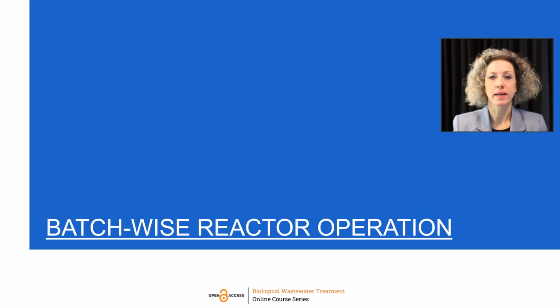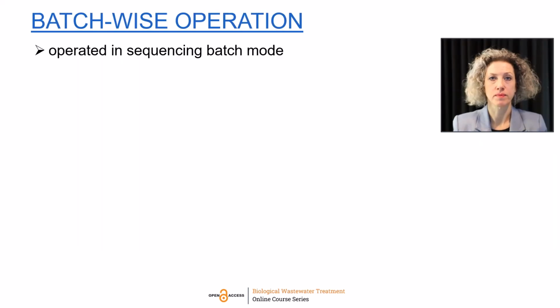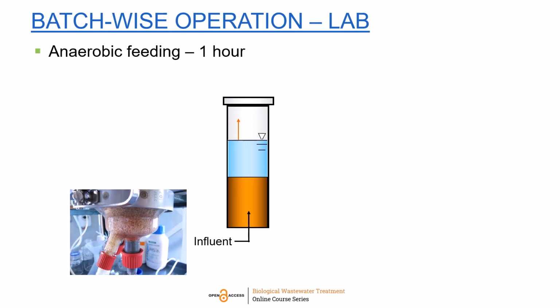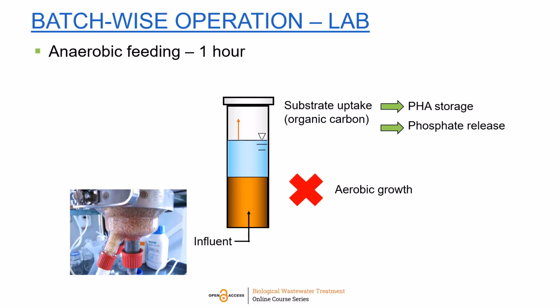Let's now zoom in into the batch-wise reactor operation. Aerobic granular sludge reactors are operated in sequencing batch mode. In the lab, it looks like this. We start with the 1 hour feeding phase through the settled granular sludge bed. Like this, the biomass sees a high substrate concentration. The organic carbon substrate is converted into PHA, a storage polymer. Since there is no aeration, there will be no aerobic growth. At the same time, the PAO are releasing phosphate.